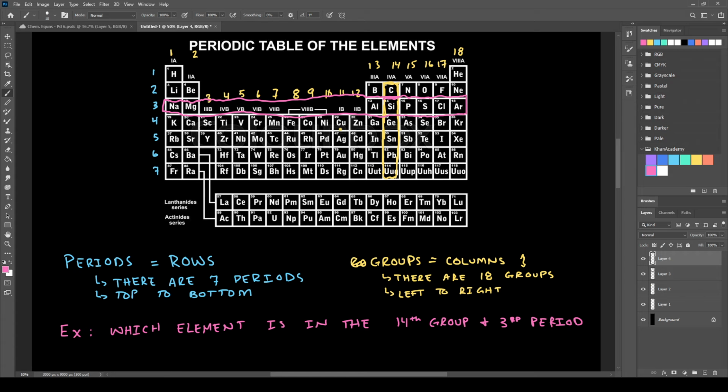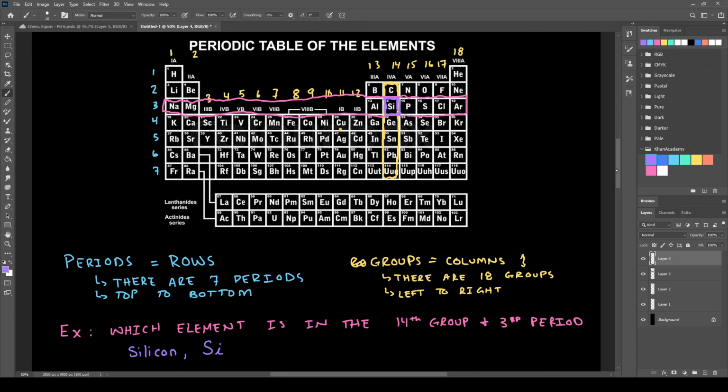So we see now where there is a connection here. Oops, I used the wrong color for that, but that's all right. We see the connection. So our answer is that the element in the 14th group in the third period is silicon, which has the chemical symbol capital S, lowercase i.